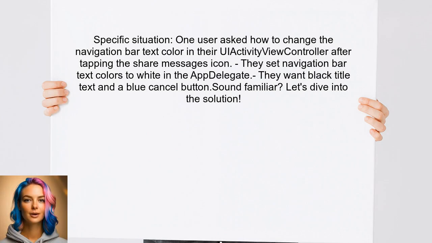Here's the specific situation we're looking at. One user asked how to change the navigation bar text color in their UIActivityViewController after tapping the Share Messages icon. They set their navigation bar text colors to white in the app delegate, but they want the UIActivityViewController to have black title text and a blue cancel button. Sound familiar? Let's dive into the solution.